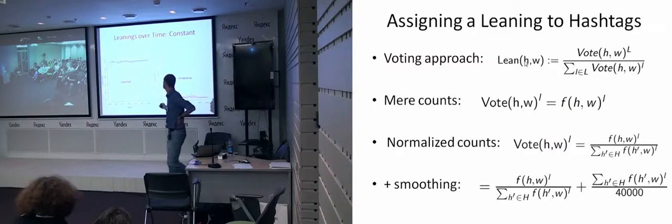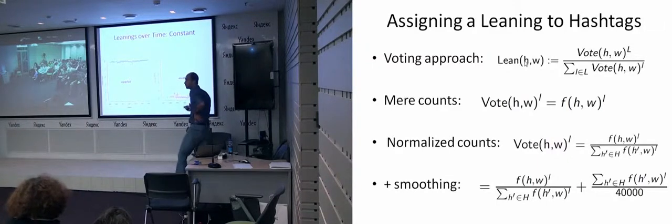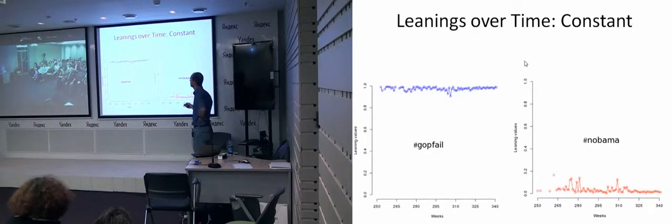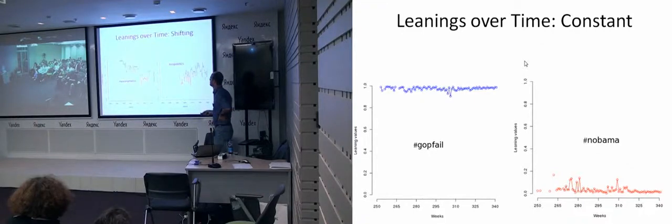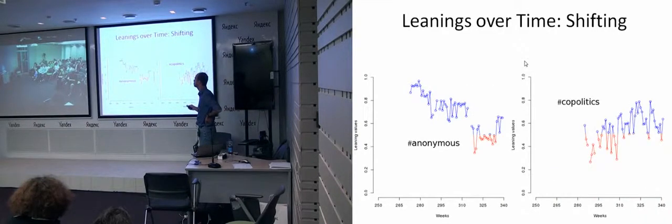You do this, and now you get things like this. I already showed some plausible examples before. The hashtag GOP fail is always left-leaning. Makes sense, it's very critical of the right. Things such as no Obama are similarly attacking hashtags on the right. It's not always that simple. Sometimes things change over time. Anonymous started out as very left-leaning when it was first popular in our data, and now it's moving towards the center.